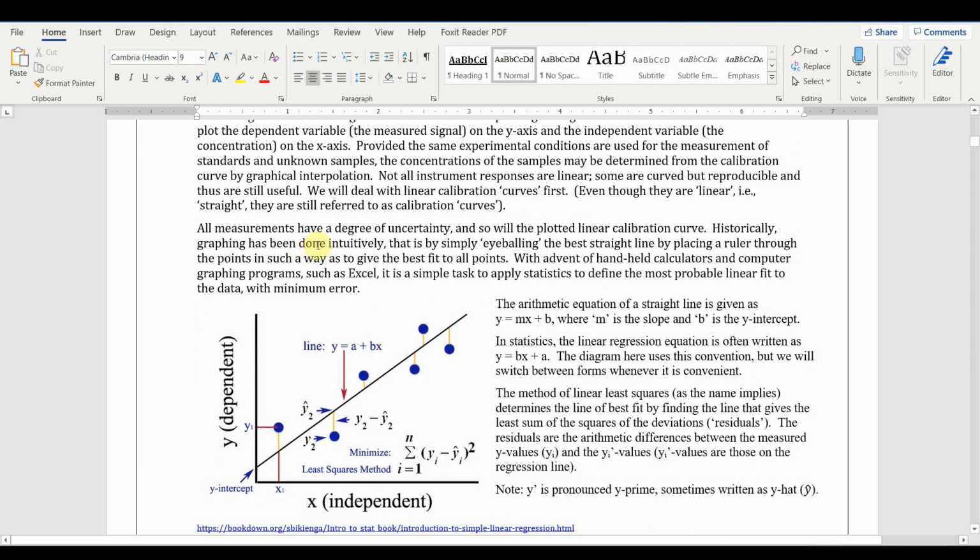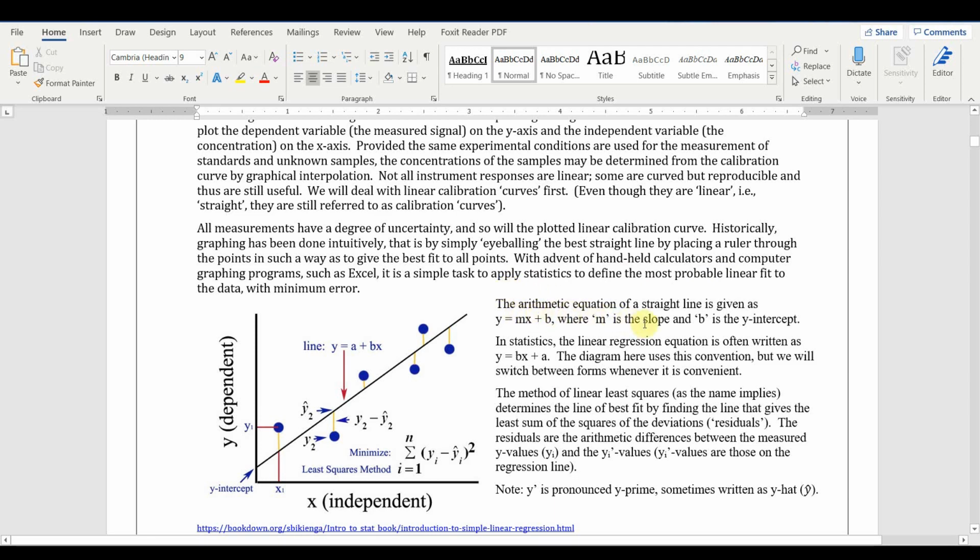Now all measurements have a degree of uncertainty, and so will the plotted linear calibration curve. Historically, graphing has been done intuitively, simply by eyeballing the best straight line by placing a ruler through the points in such a way as to give the best fit to all points. But with the advent of handheld calculators and computer graphing programs such as Excel, it's a simple task to apply statistics to define the most probable linear fit to the data with minimum error.